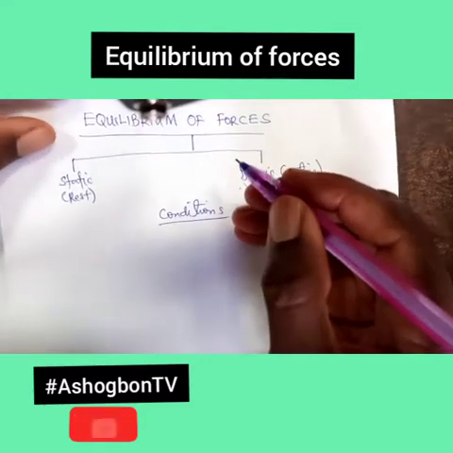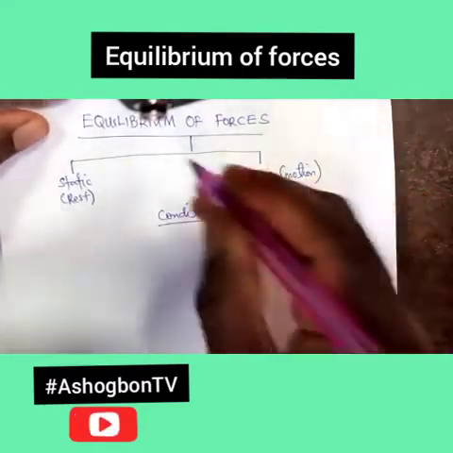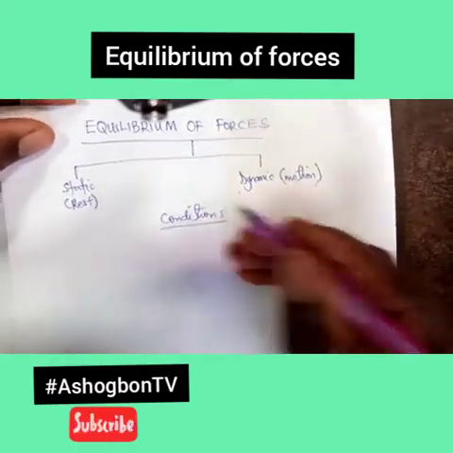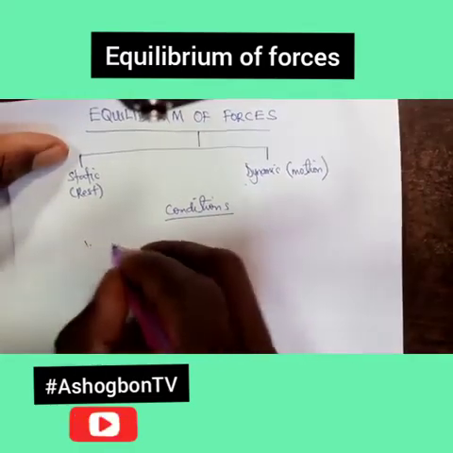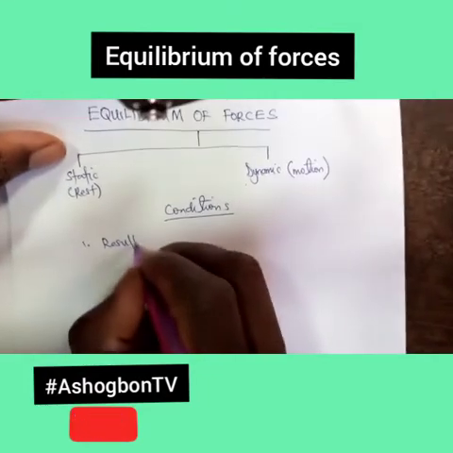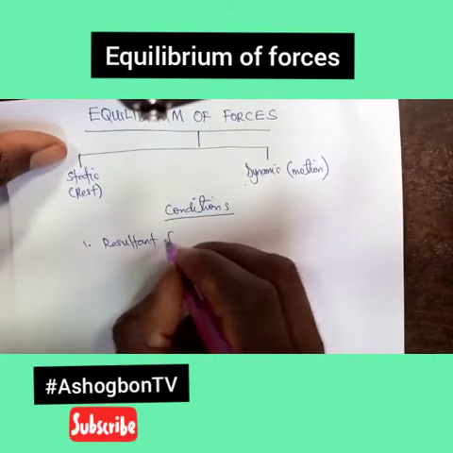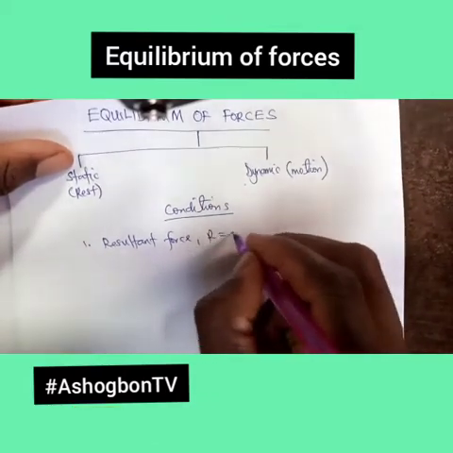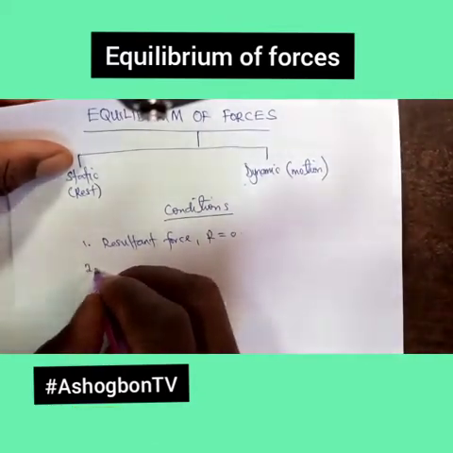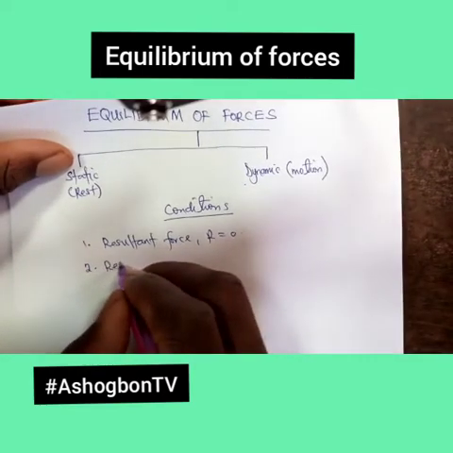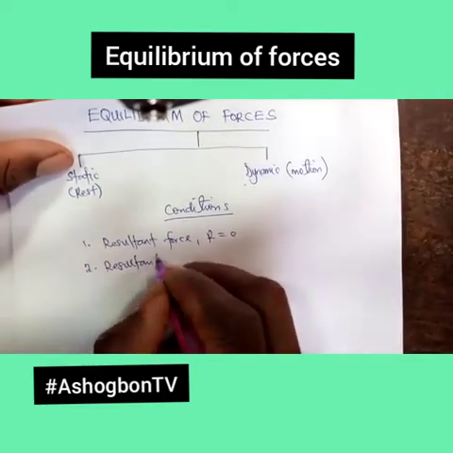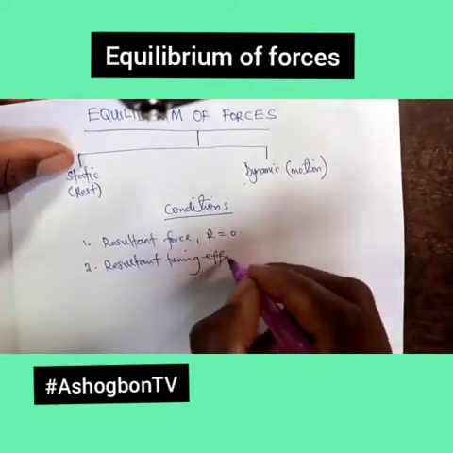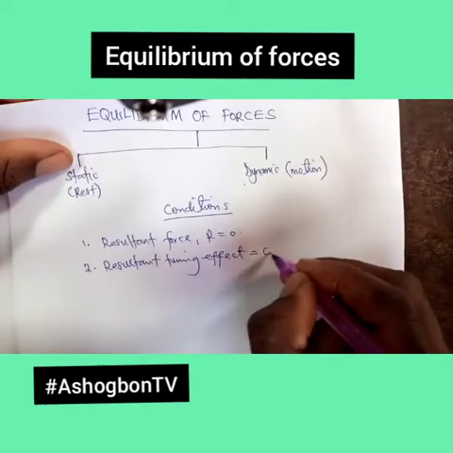Now, having said that, what then are the conditions, or let's say necessary conditions, that must be met before a body can be said to be in, or before several systems of forces can be said to be in equilibrium? One of them is that the resultant force on that body must be zero, and two, the resultant turning effect of that body must also be zero.